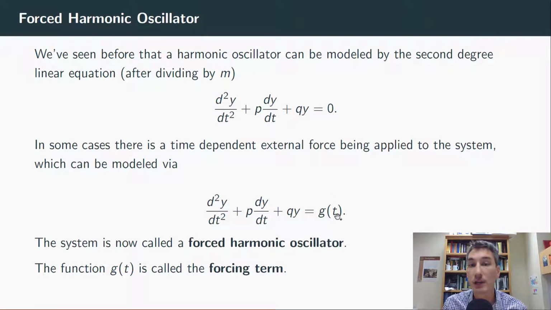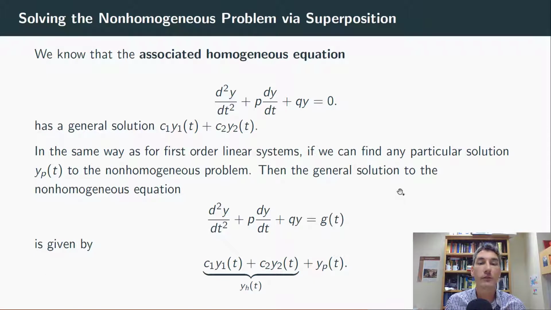Now, this g of t term we call the forcing term, okay? And again, it's time dependent. So it could be constant force. For example, if the mass is hanging under gravity, then you might have a constant gravitational force or something like that. But it has to be time dependent, not depending on the position y. All right, and how would you solve this?